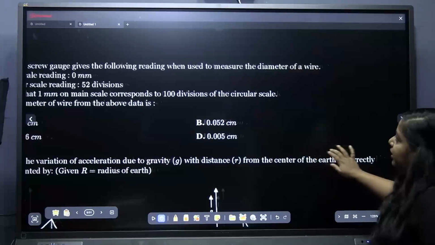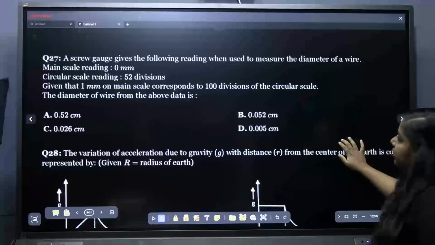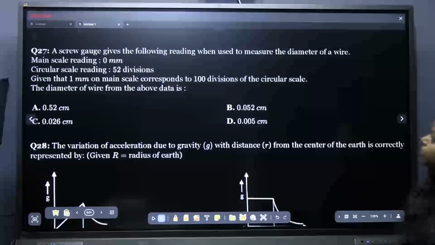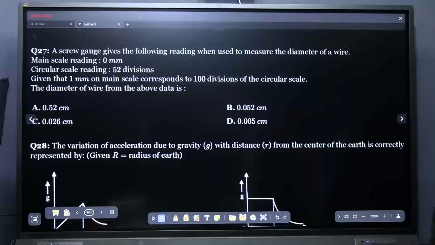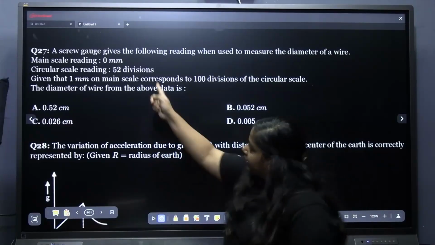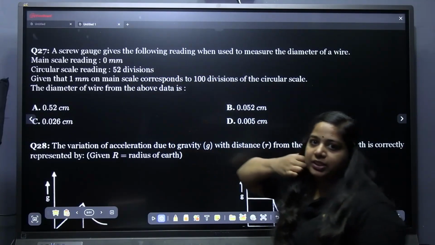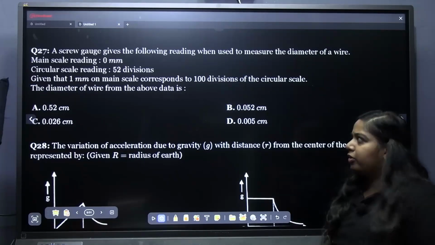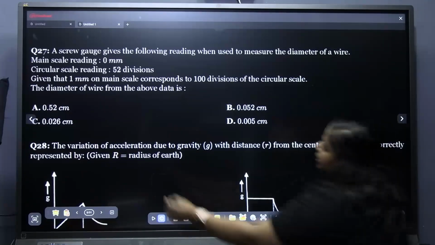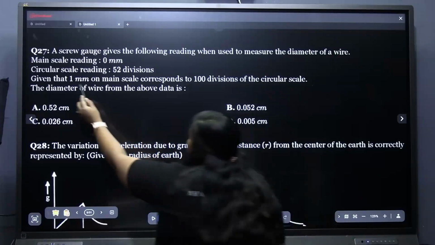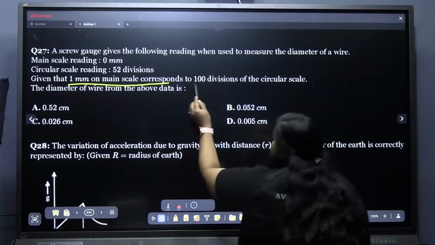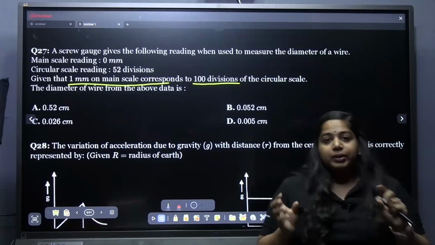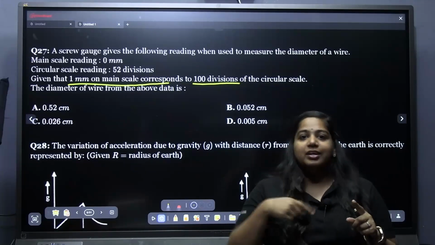Next one, based on our last class, we can solve it. A screw gauge gives the following reading when used to measure the diameter of a wire. Main scale reading 0 millimeter, circular scale reading 52 divisions. They haven't mentioned anything about error, so we are in the safe zone, no zero error. Given that 1 millimeter on the main scale corresponds to 100 divisions of the circular scale. They are assuming it's a normal screw gauge with 100 divisions.